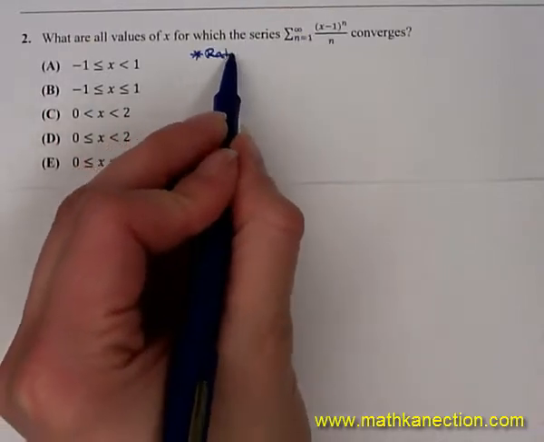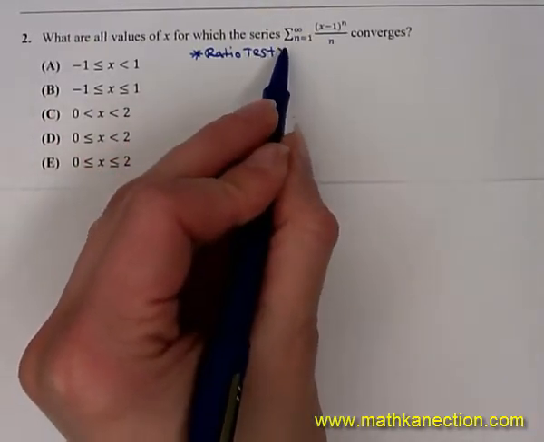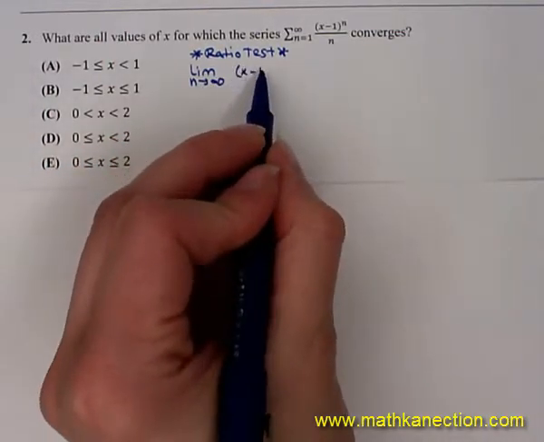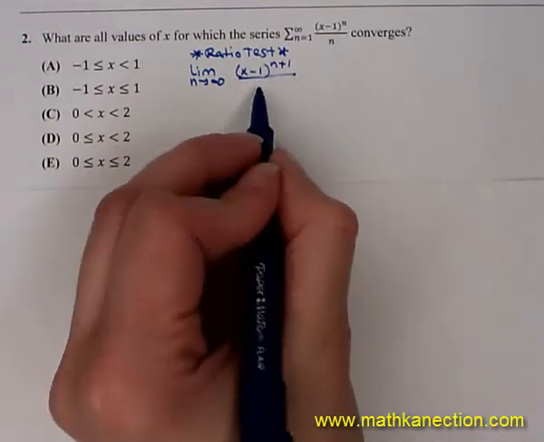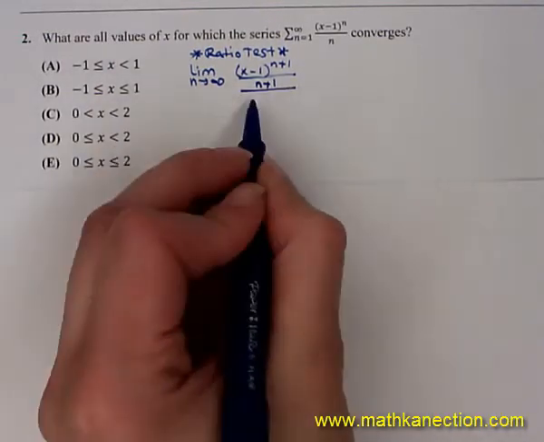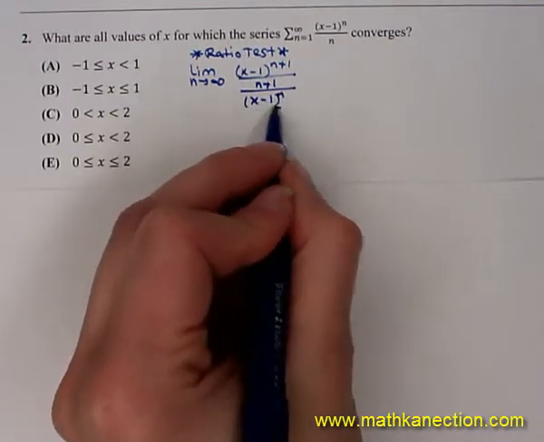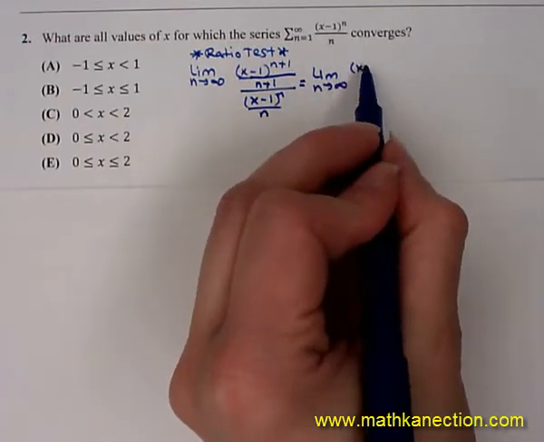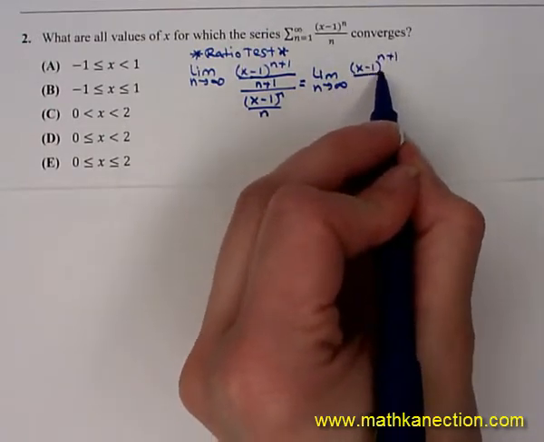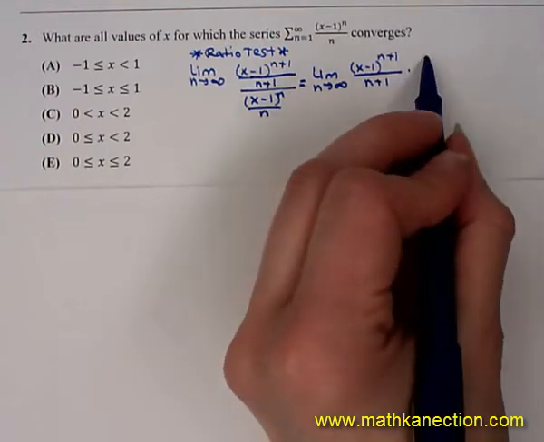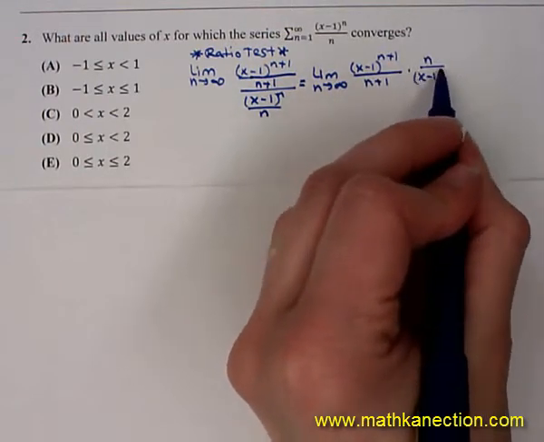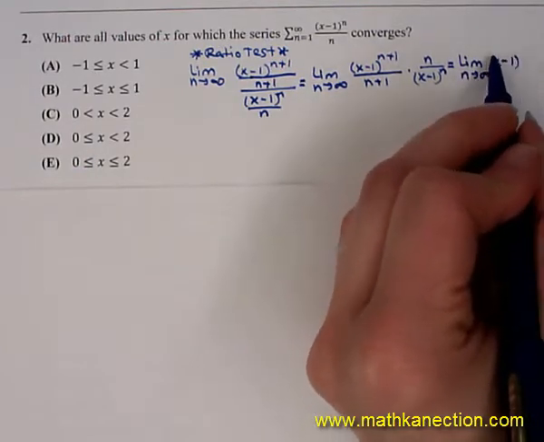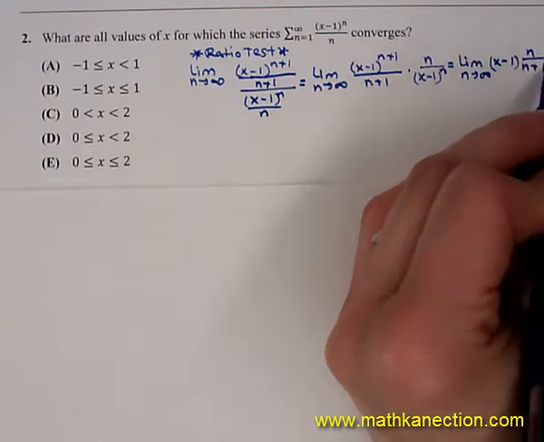So by conducting the ratio test, we can figure out what values the series will converge. So looking at the limit as n approaches infinity of x minus 1 to the n plus 1 over n plus 1, all over the a sub n term, which is x minus 1 to the n over n. Multiplying by the reciprocal, we have the limit as n approaches infinity of x minus 1 to the n plus 1 over n plus 1 times n over x minus 1 to the n. And then reducing to get the limit as n approaches infinity of x minus 1 times n over n plus 1.